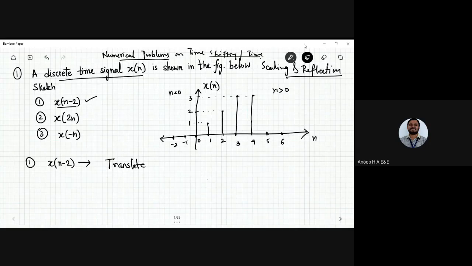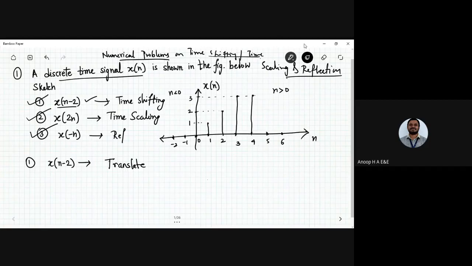The signal goes this way, what I've written here on the whiteboard, and we need to find out x of n minus 2, x of 2n, and x of minus n. So this forms the basic in calculating the time shifted version of it, time scaling, and the reflection. The first one refers to time shifting. Next is time scaling. This one is the reflection.